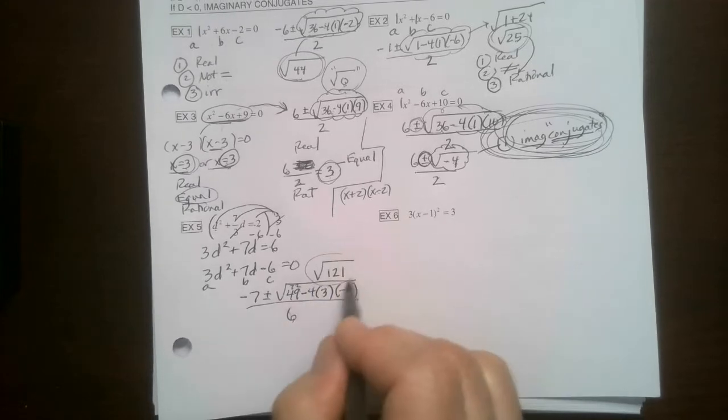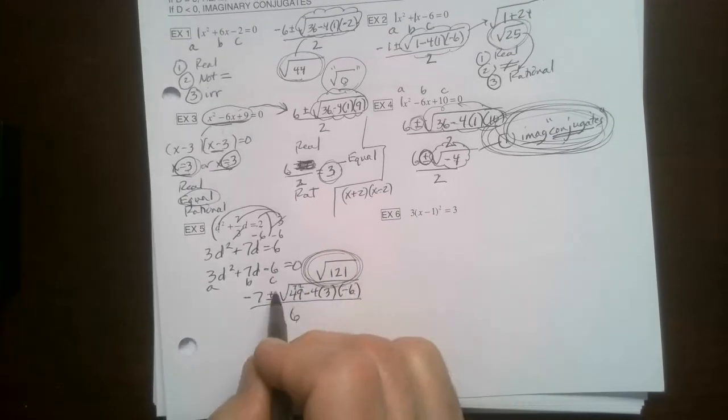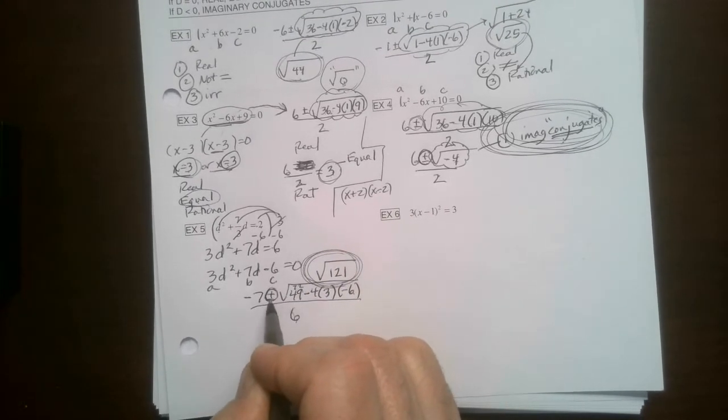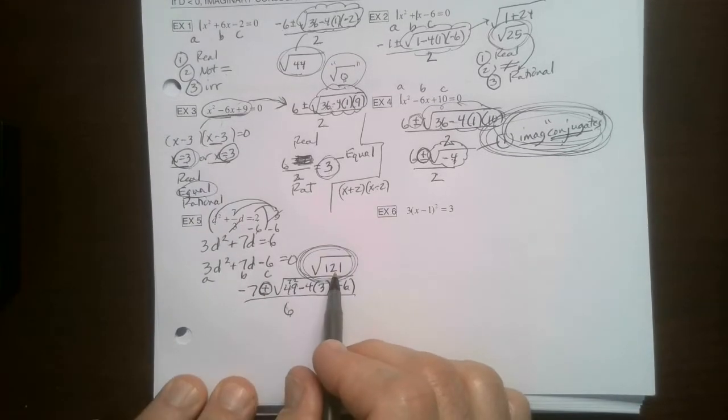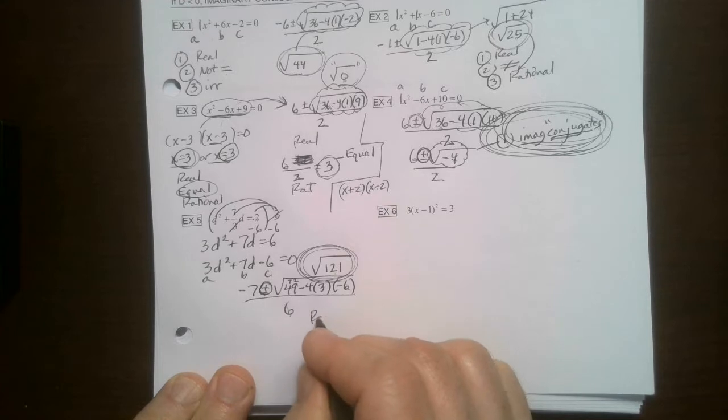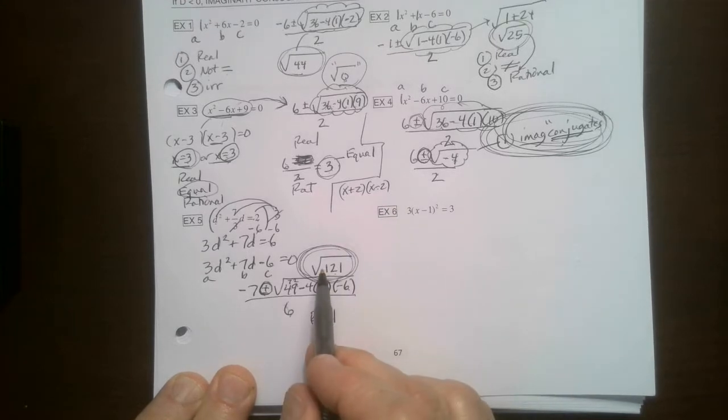Now we look at this, because this is really telling us the story. But don't forget about this. This tells us the story too. So go through our checklist. Is that real or imaginary? It's real. Why? Because there's no negative in there.